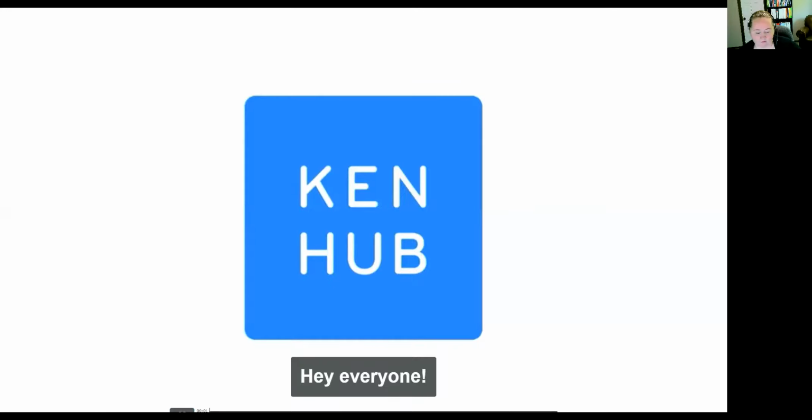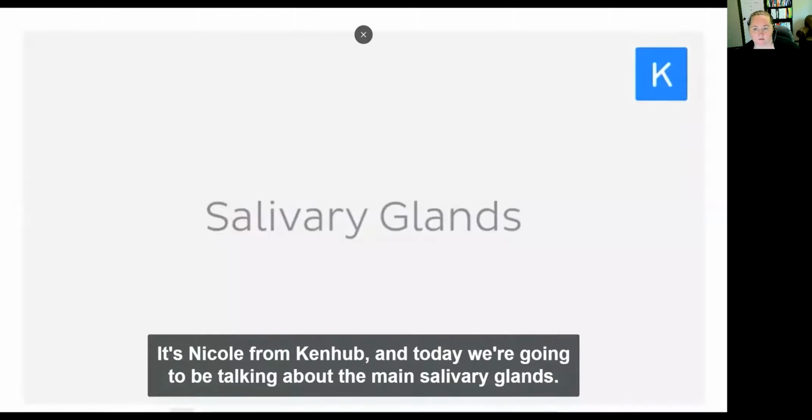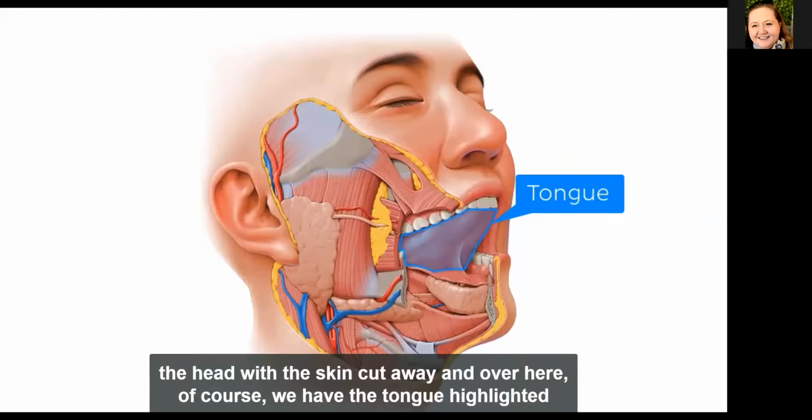It's Nicole from Kenhub, and today we're going to be talking about the main salivary glands. In this tutorial, we're going to be looking at this image of the right lateral view of the head with the skin cut away. And over here, of course, we have the tongue highlighted in blue.